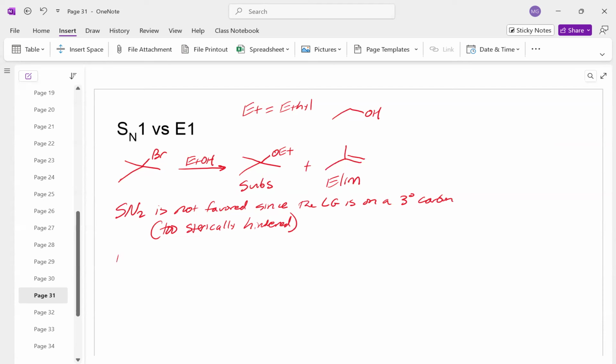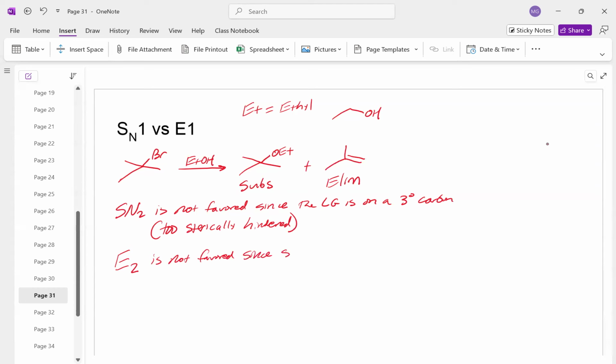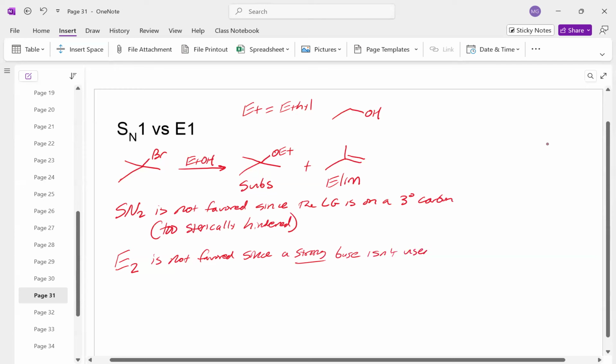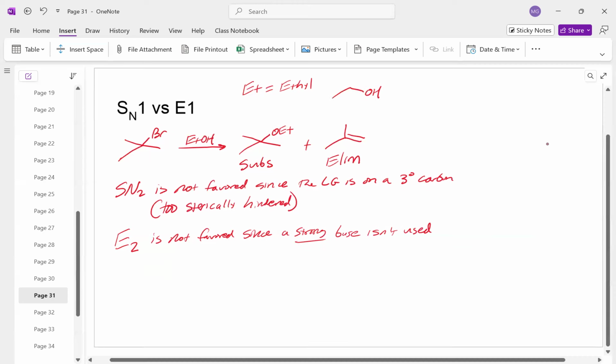And you might ask, well, how was the elimination product formed? Could it be E2? Well, E2 isn't possible since E2 requires a strong base. So in this case, E2 is not favored since a strong base isn't used. Okay, but we know this reaction still happens. We know that we get this mixture of products.